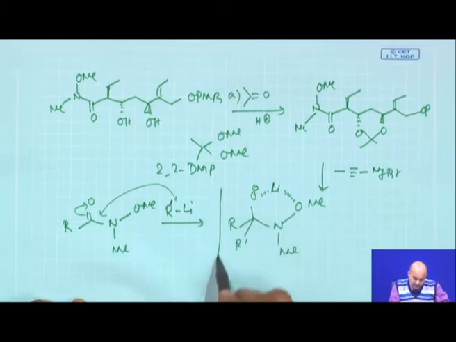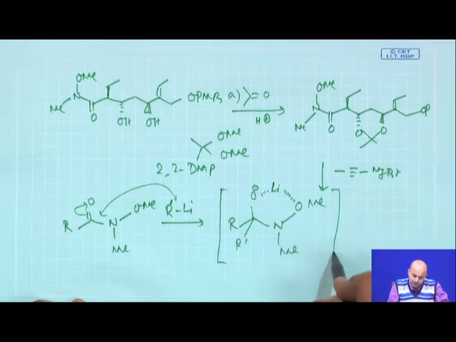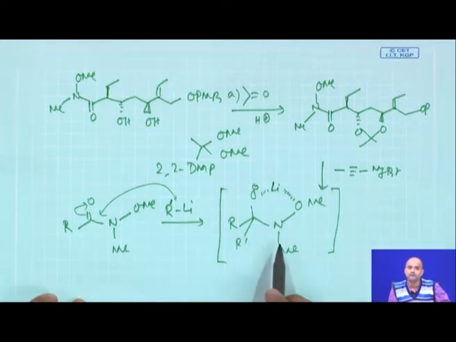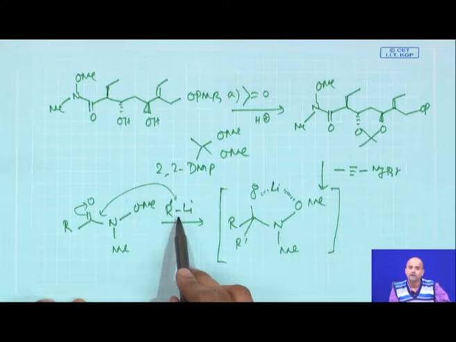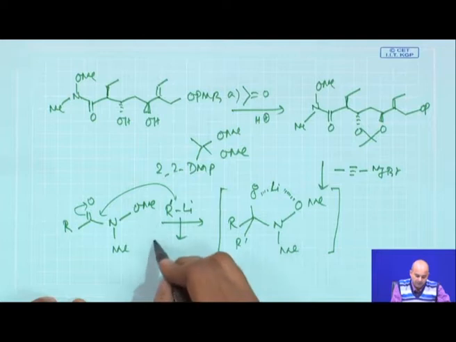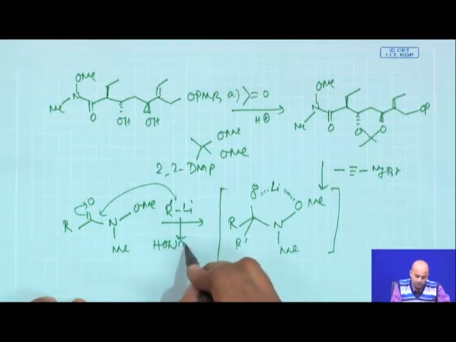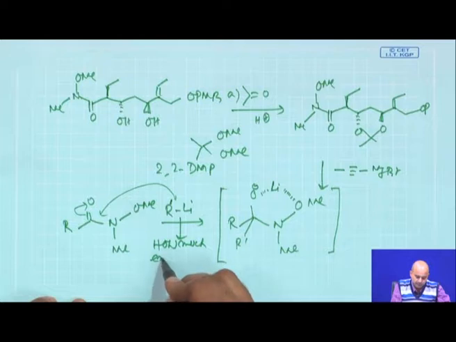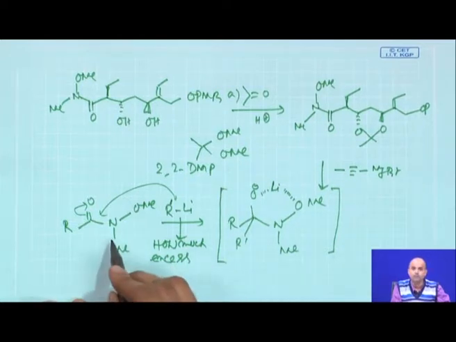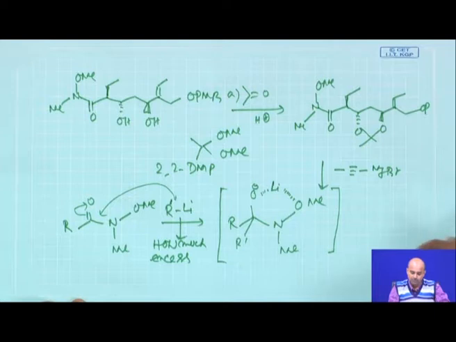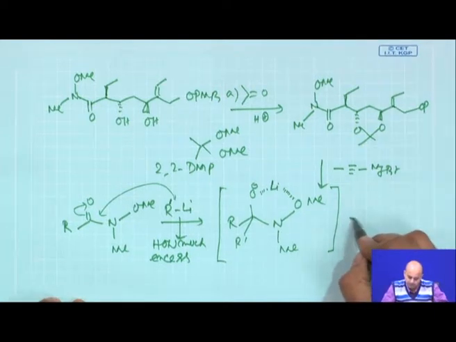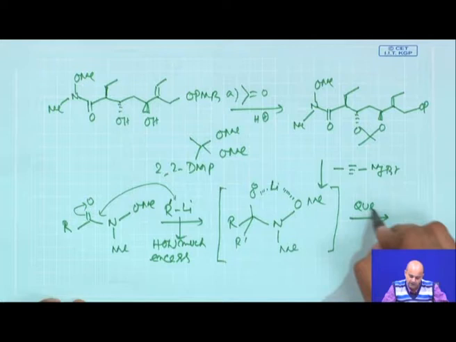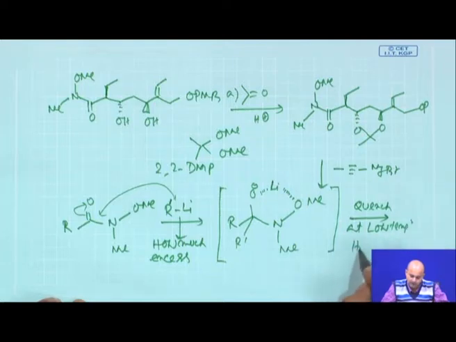Now, this cyclic chelate is very stable. So, it cannot further react with another equivalent of lithium or Grignard species, no matter how much excess you use. If you use 10 equivalents excess also, it will not react. That is the beauty of using a Weinreb amide. Now, you can basically quench the whole reaction mixture at low temperature through acidic workup.